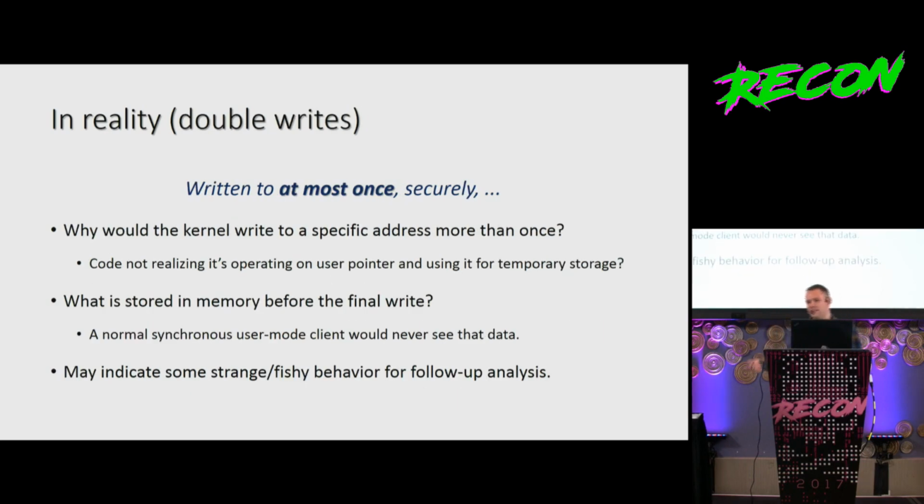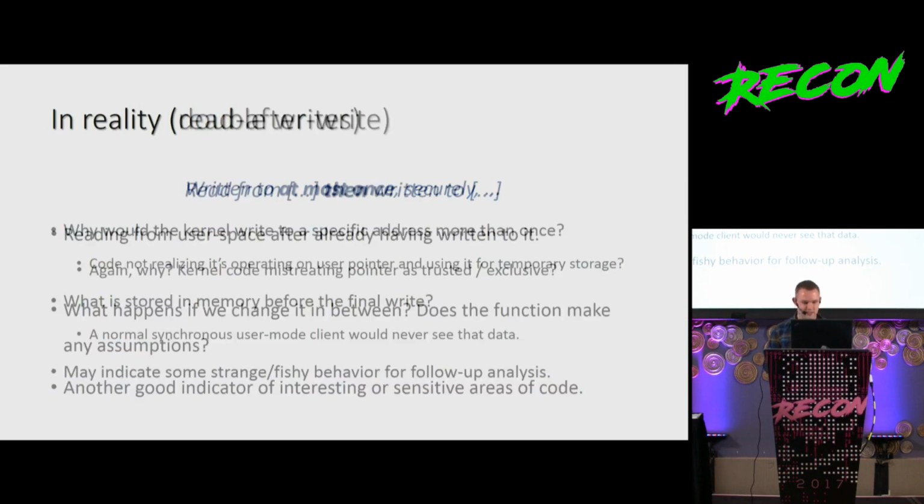Then you have double writes. So for example, you can detect if a kernel within the scope of a single system call writes to a specific memory area more than once. This is also interesting and may indicate some fishy behavior. The question is, why does the kernel do it? Does it not realize that it's a user mode pointer? What is the data that is written before the final write, and stuff like that? So this could indicate something interesting.